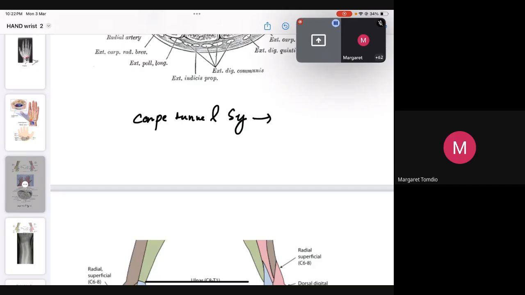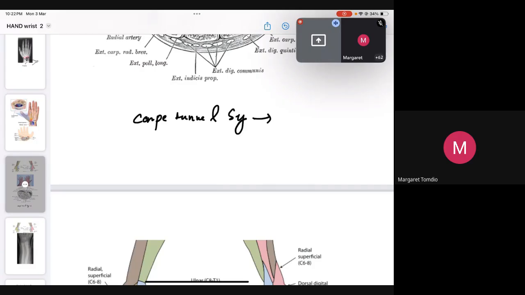For example, if we have an individual who has acromegaly, what's the main feature of acromegaly? Increased growth hormone. What happens? The bones are going to be enlarged, and whenever the bones are enlarged, it can compress upon the median nerve. Is that clear? So we can have a median nerve lesion.